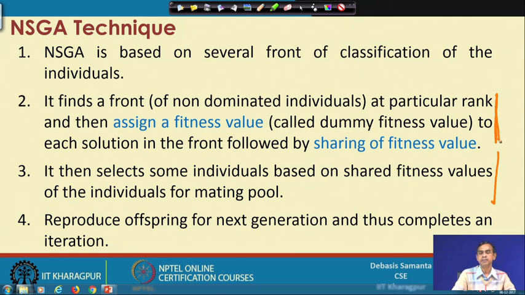And selection strategy means it basically finds the non-dominated front, followed by assigning the dummy fitness value, and then finally sharing the fitness value. So, this basically gives the fitness calculation to all the solutions, and based on the fitness calculation we shall follow the reproduction.